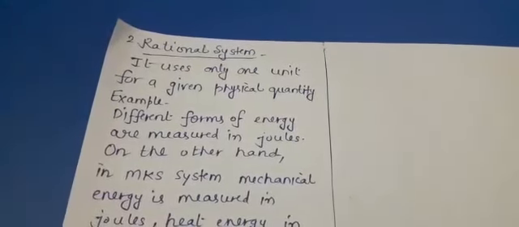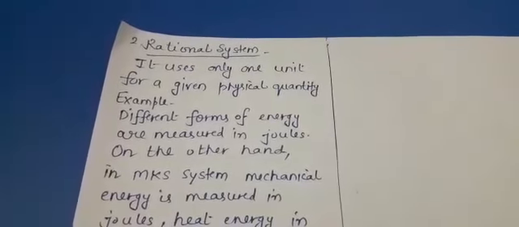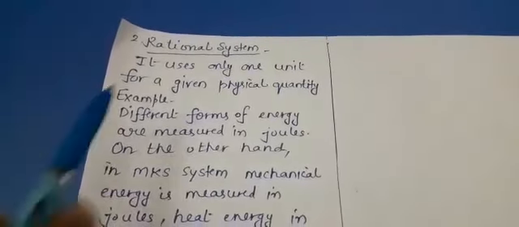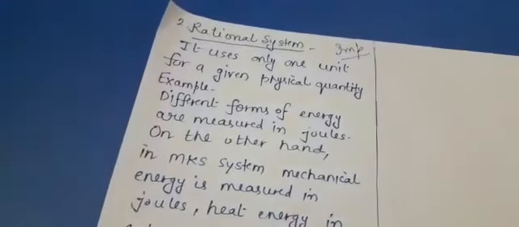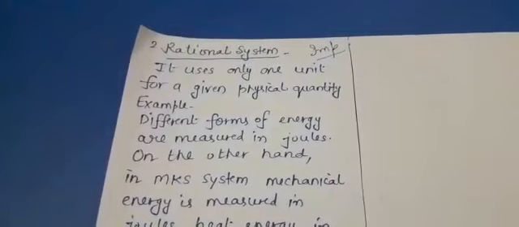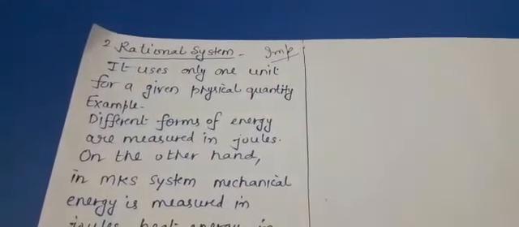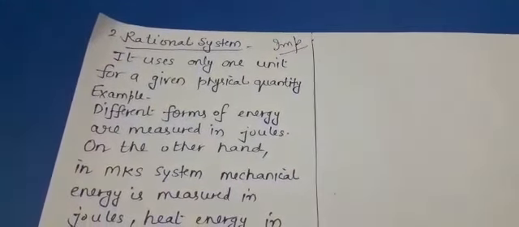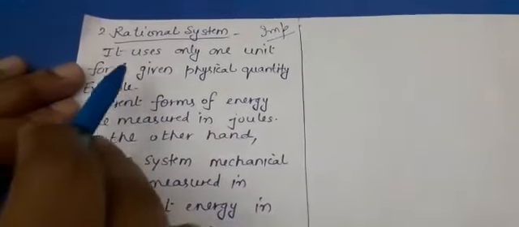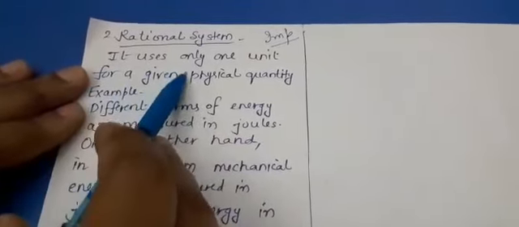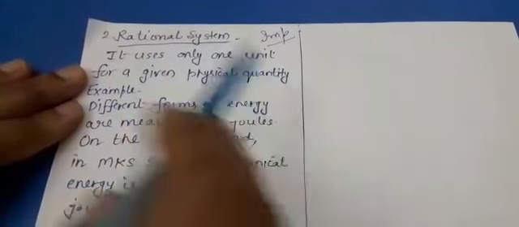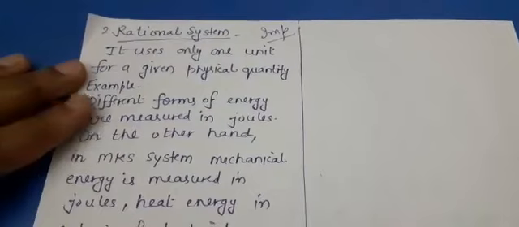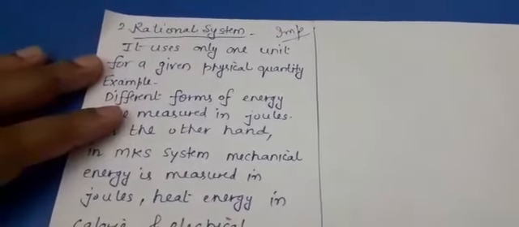Now after this, the next advantage of SI system is rational system. This is a very important term. See, coherent system can be asked directly: define coherent system. Likewise, it can also be asked, what is rational system? So first of all, we will understand it. It uses only one unit for a given physical quantity. What does it mean? For a given quantity, only one unit is there.